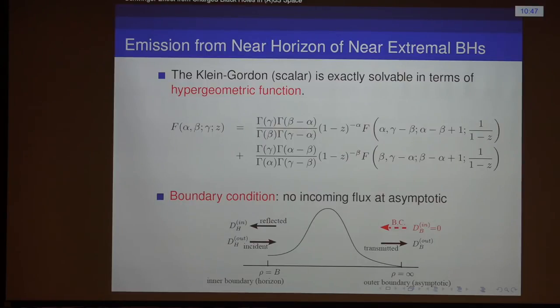Okay, so now how do we get the production rate? We just try to solve the Klein-Gordon equation, and then analyze the Klein-Gordon equation in different regions, at rho equal to b and rho going to infinity, and then we decompose the outgoing and incoming waves on both sides. And then we impose the boundary condition, saying there is no incoming wave at the boundary. Originally there are two integration constants, but because of this boundary condition, the solution will have only one integration constant.